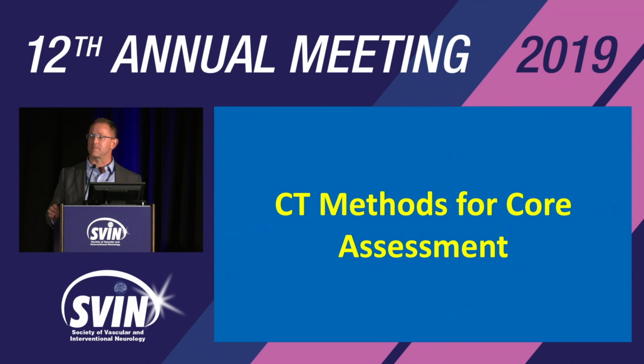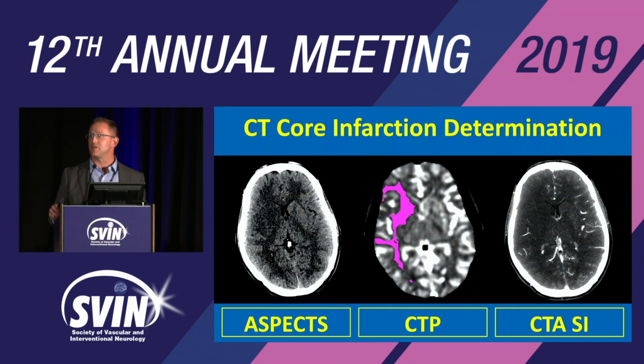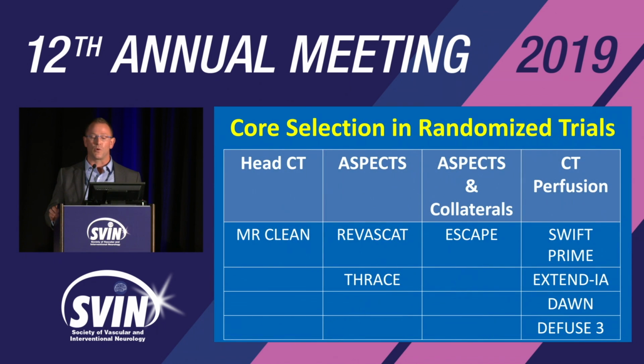So how do you do this by CT? I'm going to talk about two that you probably are familiar with, one that you might not be familiar with, and I'm going to end with something that you probably haven't seen. But let's talk about ASPECTS, CT perfusion for core delineation, and then CTA source images. All of these different techniques are being used one way or another in randomized trials. There's always an assessment for core infarction, and I know earlier today there was a discussion about whether we should be getting away from that, but we do still use this information.